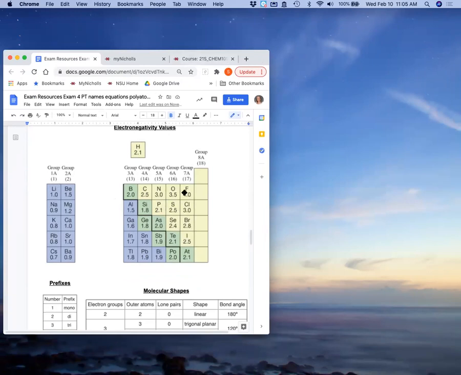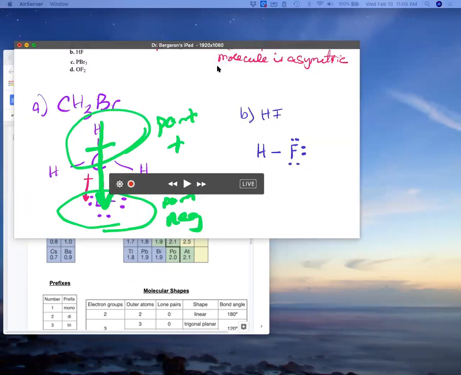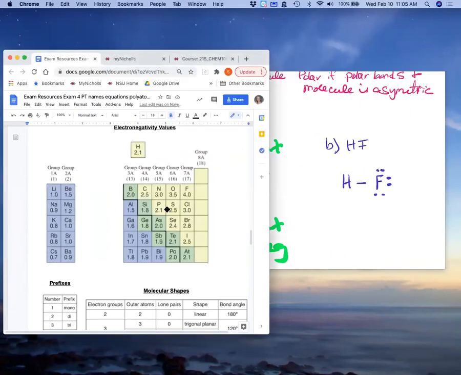So if we're comparing fluorine and hydrogen, that's a huge electronegativity difference. So fluorine's more electronegative than hydrogen. And so fluorine is going to steal those electrons. See, fluorine here is going to steal those electrons from hydrogen. So all the electrons are going to want to hang out over here by fluorine.